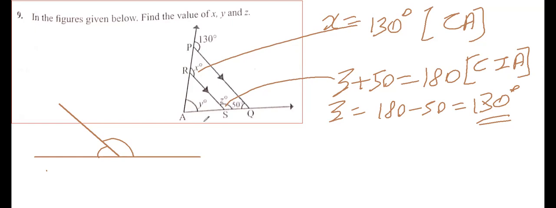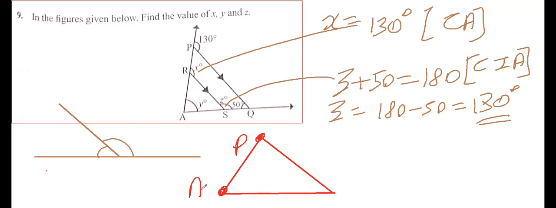Now, I need to find the angle y. Now you know the angle sum property of a triangle. The angle sum property of a triangle is that the sum of interior angles of a triangle measures 180 degrees. So if I have a triangle like this, here I am going to call this point P, here this point A, and here this point Q.